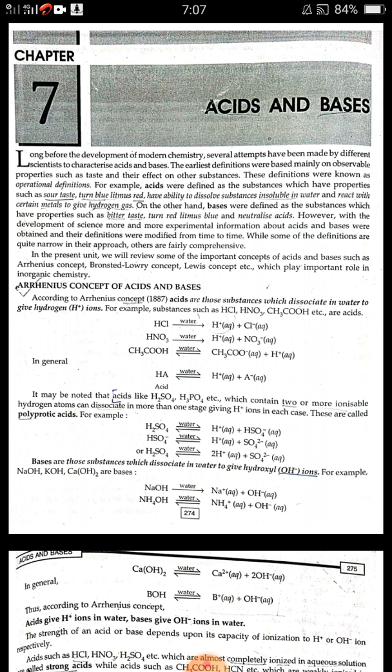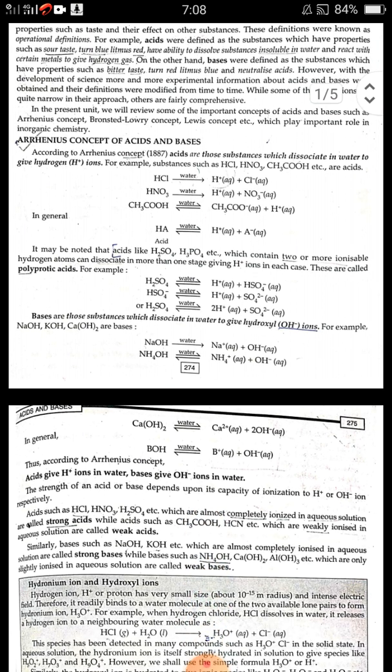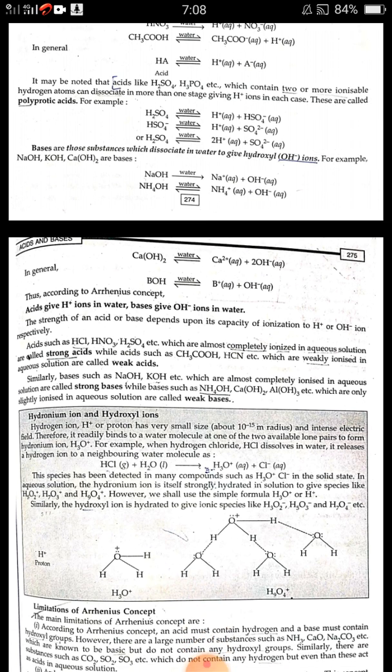Then we will talk about bases. So what are bases according to the Arrhenius concept? Bases are those substances which dissociate in water to give hydroxyl ions, OH negative ions. For example, sodium hydroxide, when we put it in water, dissociates into Na positive and OH negative. So it gives OH negative hydroxyl ion, so it behaves as a base. In general, according to the Arrhenius concept, acids give H positive ions in water and bases give OH negative ions in water.